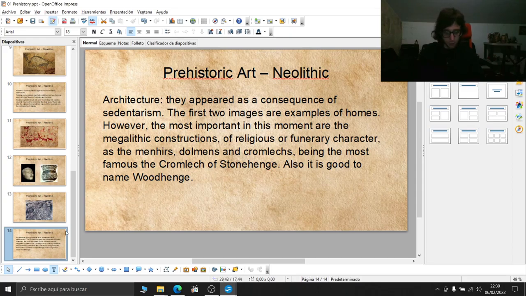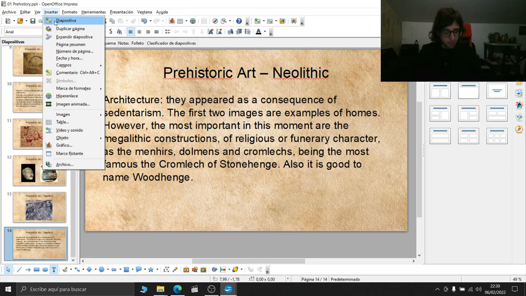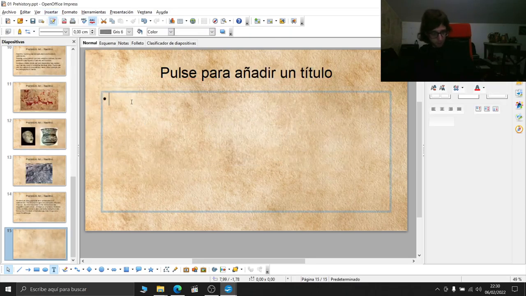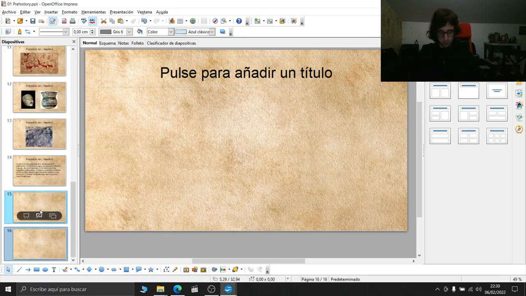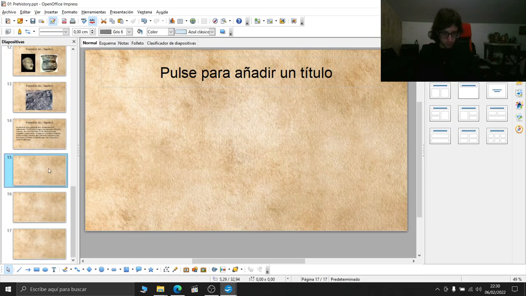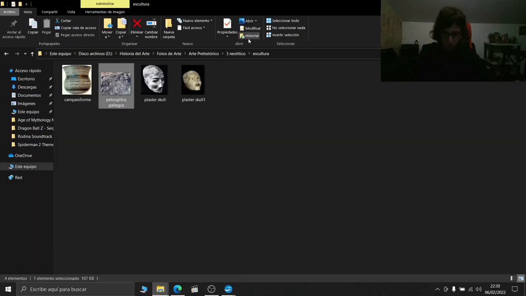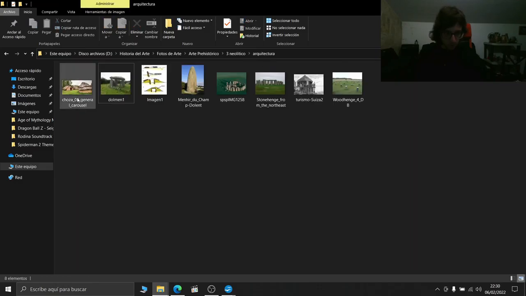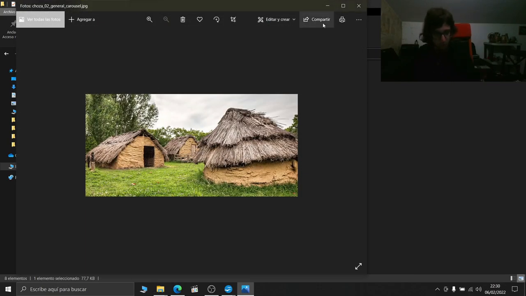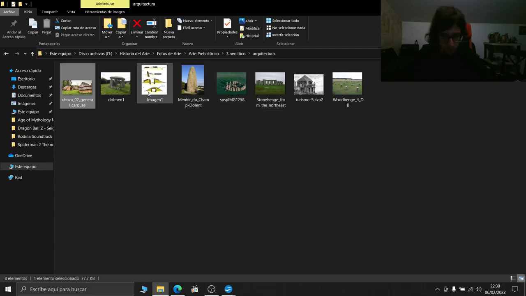Also, it is good to name both wood and... many things, and I'm not going to put everything. Probably I'm going to put three, although probably I will just use two. Architecture, so examples of houses. I think this is the example of a house.